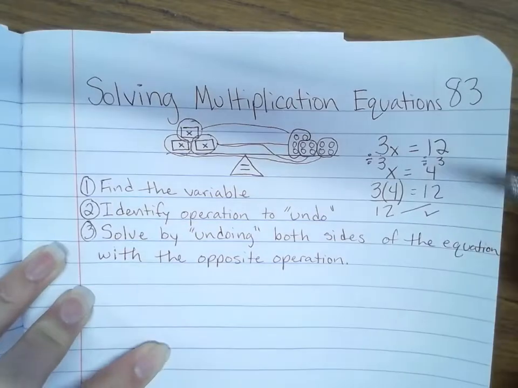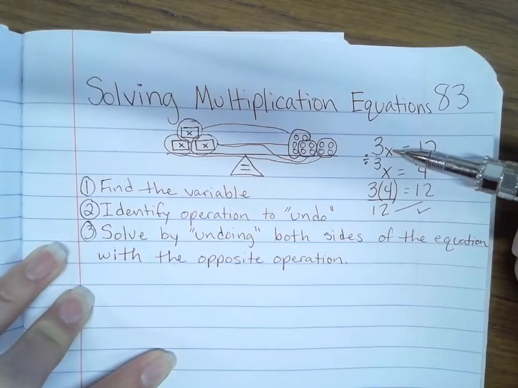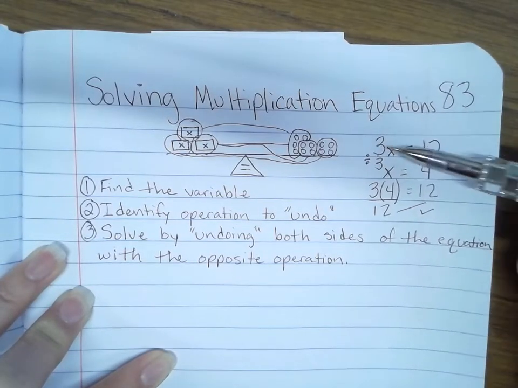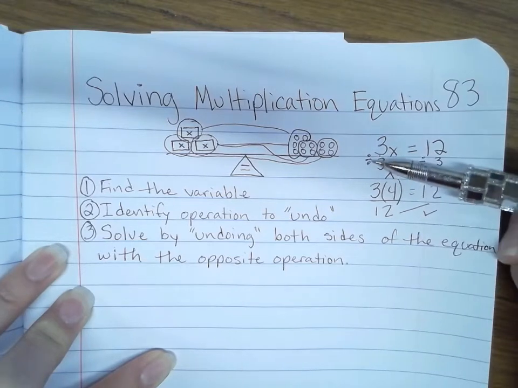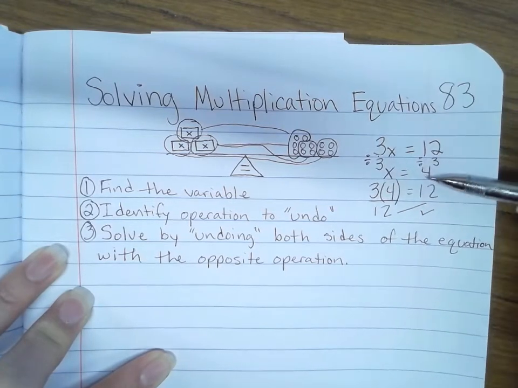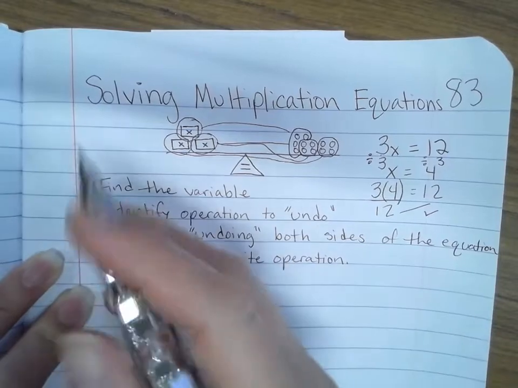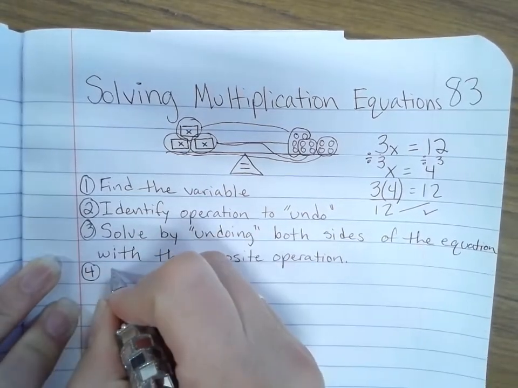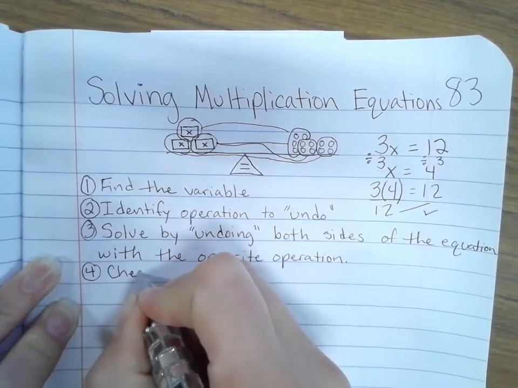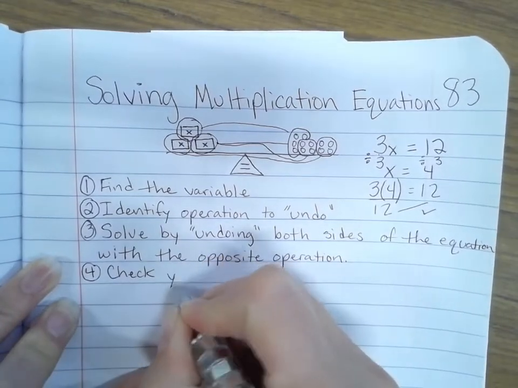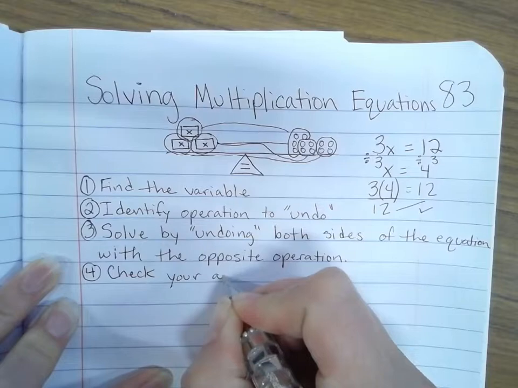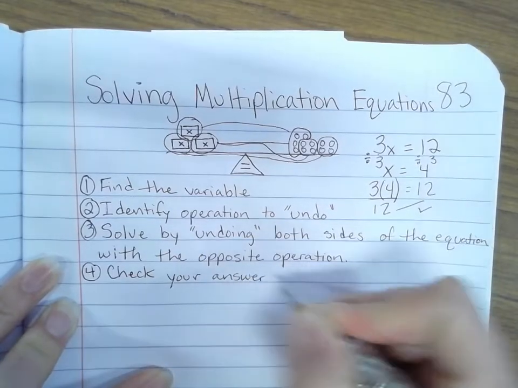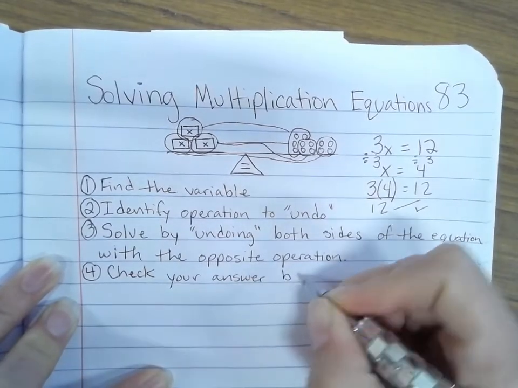So like up here, first of all we said we have x. It was being times by 3, so we solved by dividing both sides by 3 and got 4. And then the fourth thing I want you to always do is check your answer and make sure it's reasonable. Check your answer by plugging it back into the original equation.